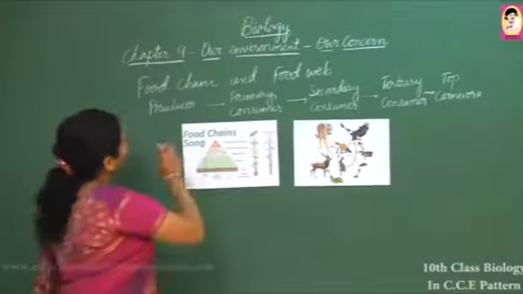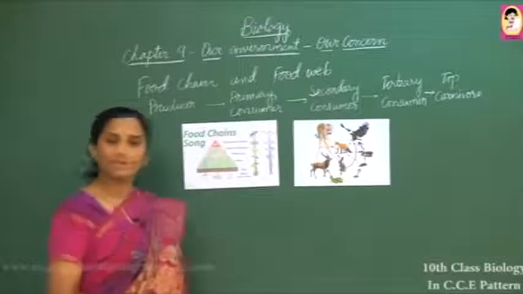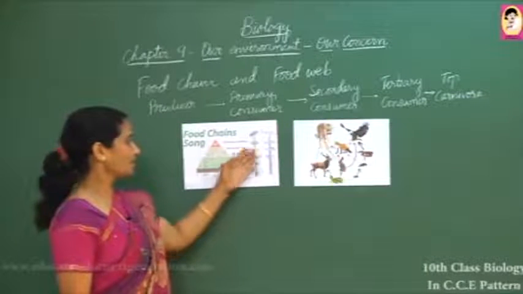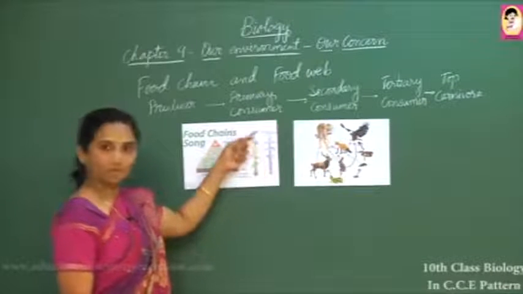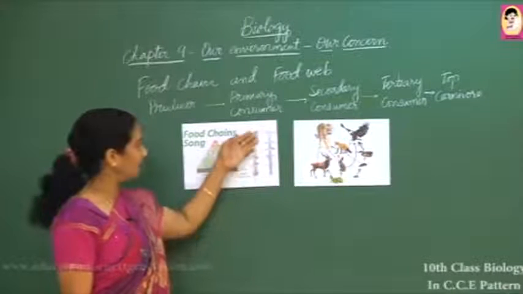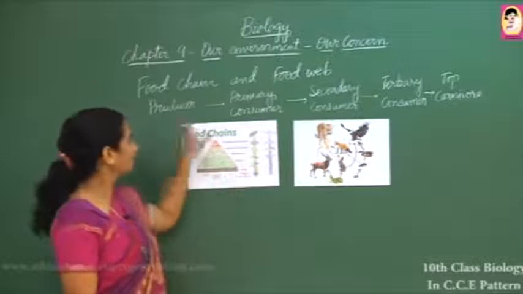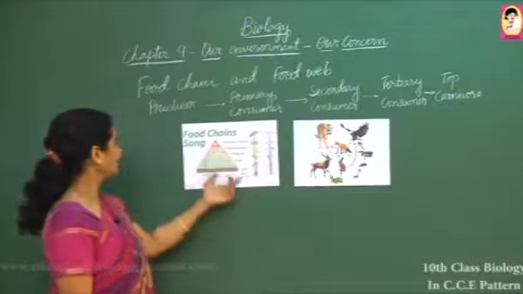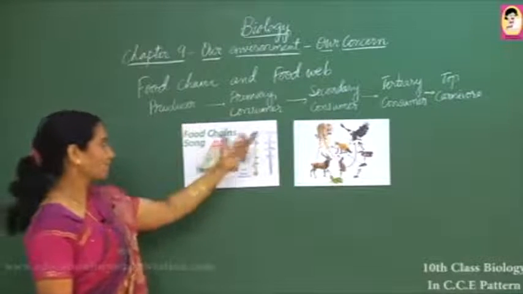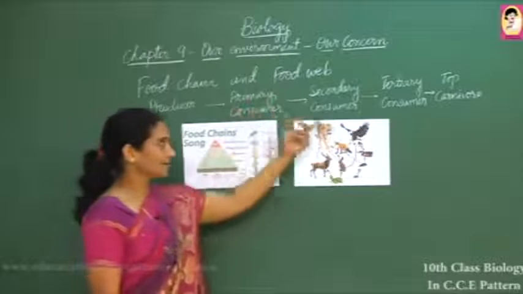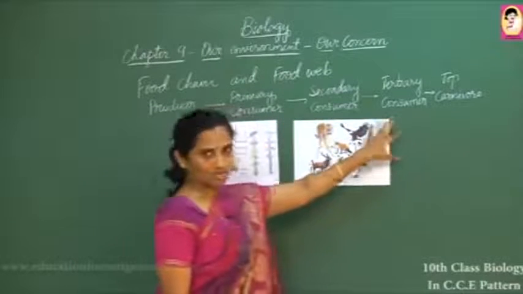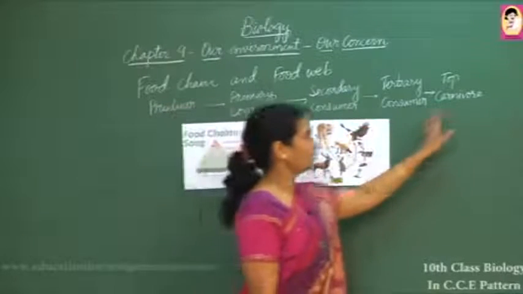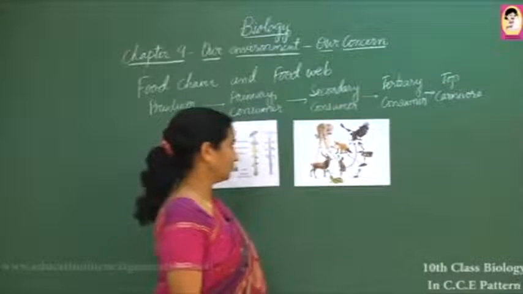Now let us see the interrelationship with respect to food. When an organism shows a relation for the purpose of food, when one organism depends on another organism for food, we call it a food chain. In a single food chain, we can see producers, primary consumers, secondary consumers, and tertiary consumers. In some food chains there are four levels, and in some you can see a fifth also, as the topmost carnivore.